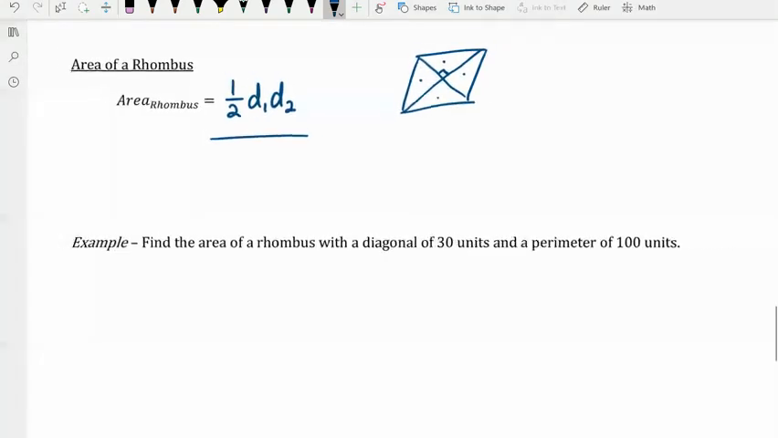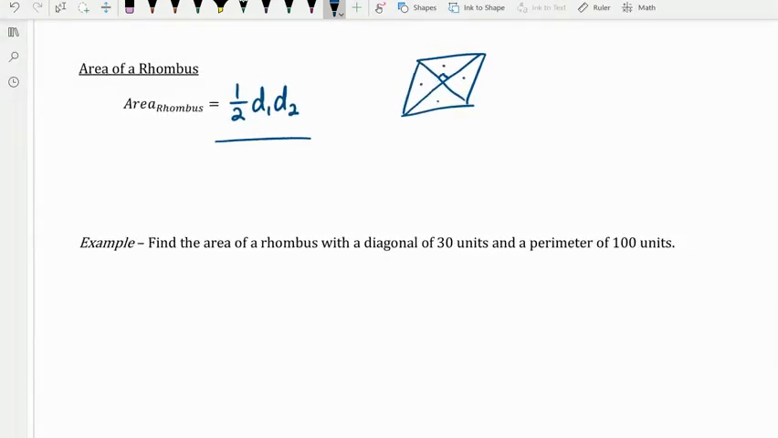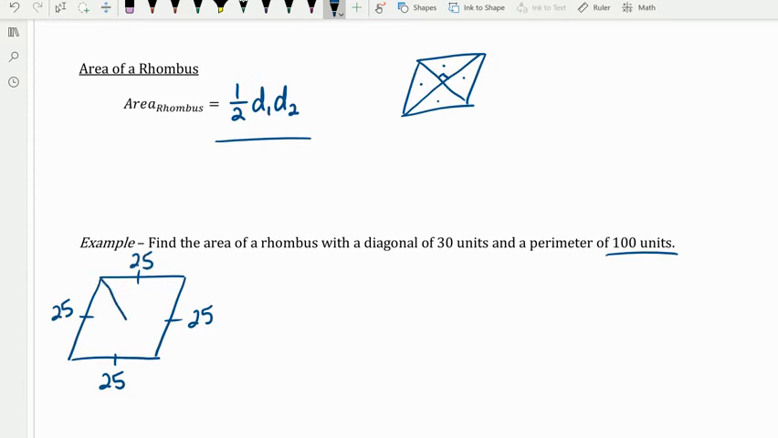Okay, so if I want to find the area of a rhombus with a diagonal of 30, draw in my rhombus here. We know all 4 sides are the same. It also tells us here that the perimeter is 100, so I can split that up into 4 sides. So that means that each side is going to be 25. Right? And then if I draw in one of my diagonals, I know that that's 30.